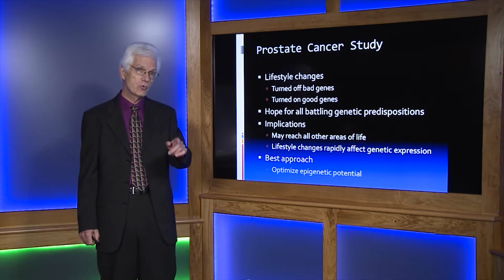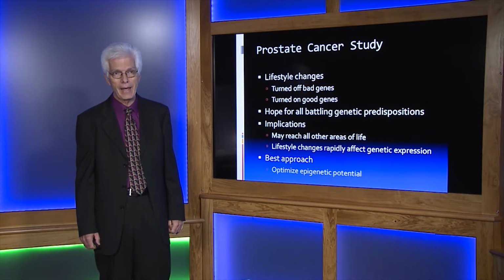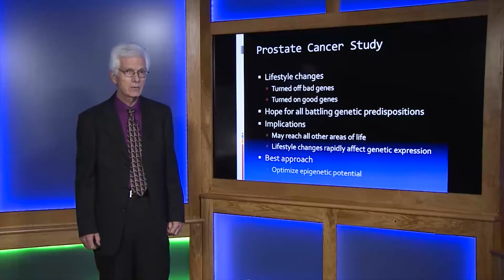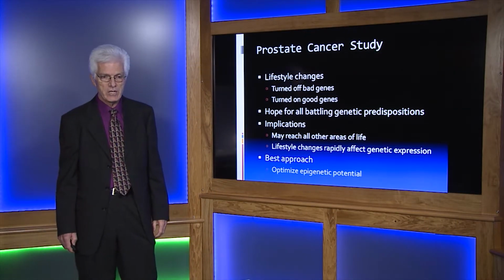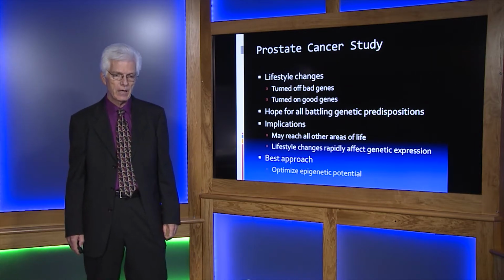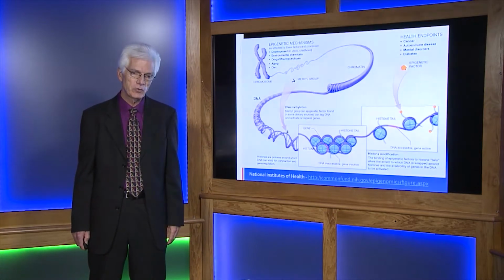The actual impact that your genes have on your diabetes has been estimated by some researchers to be as little as 3 to 5%. That means that the other factors that have caused your diabetes are environmental factors or lifestyle factors. Genes may have given you a genetic predisposition, but the lifestyle that you have lived is actually what has caused you to be sick. So the implications may reach into many areas of our life. Lifestyle changes rapidly affect genetic expression. So the best approach is to try to optimize your genetic potential.